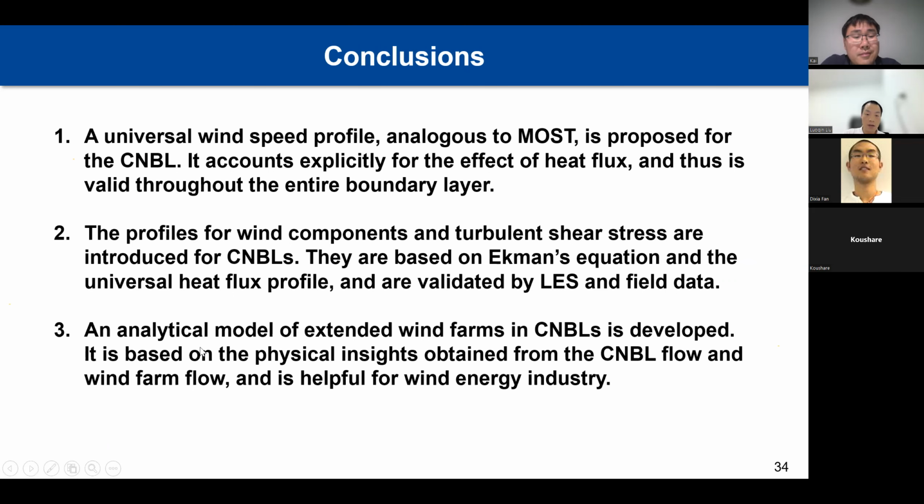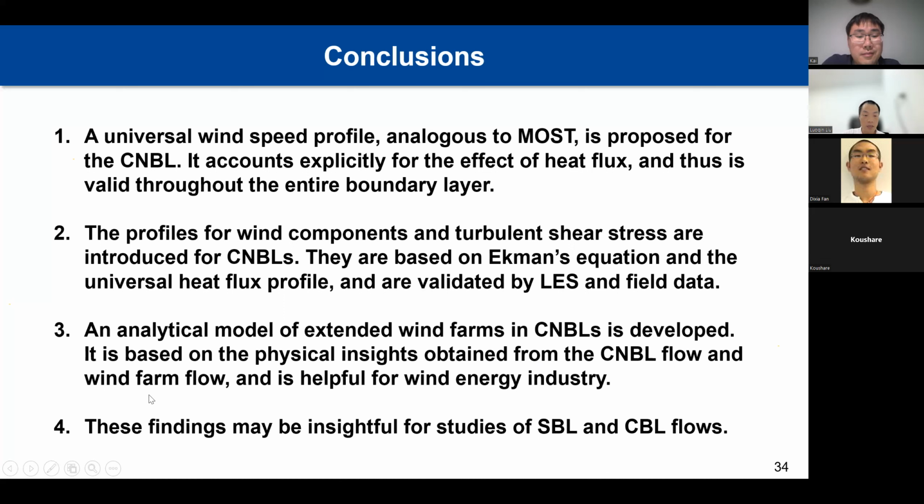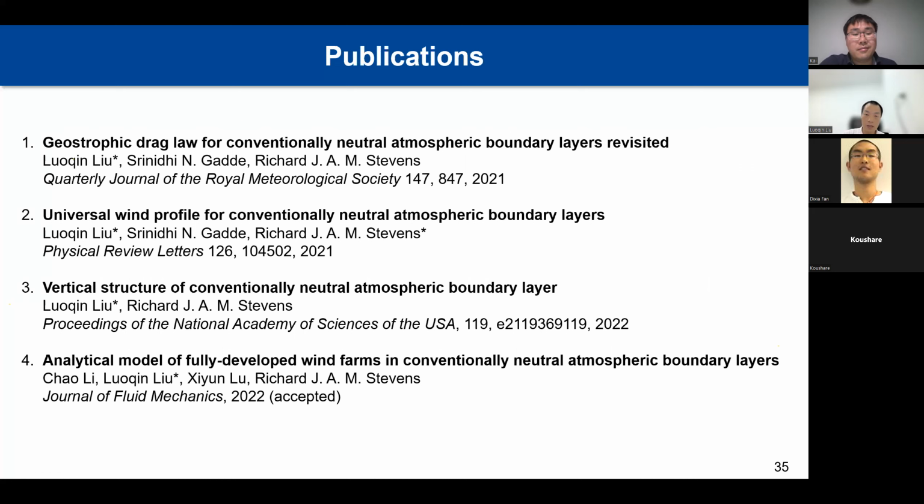Thirdly, an analytical model of extended wind farms in conventional neutral boundary layers is developed. This model is based on the physical insights obtained from the CNBL flow and wind farm flow, and thus the model is helpful for the wind energy industry. Finally, we believe these findings may be insightful for studies of stable boundary layer and convective boundary layer flows. Now here is a list of publications related to this talk.